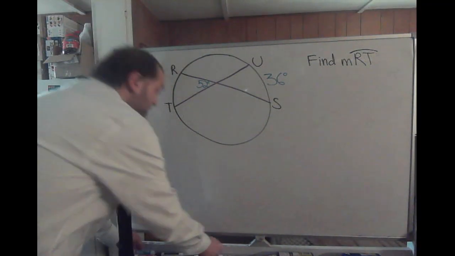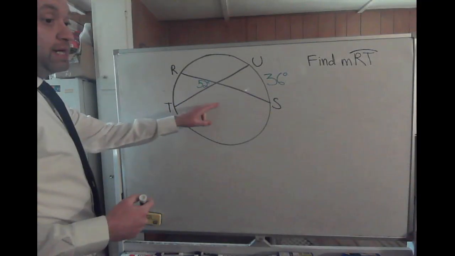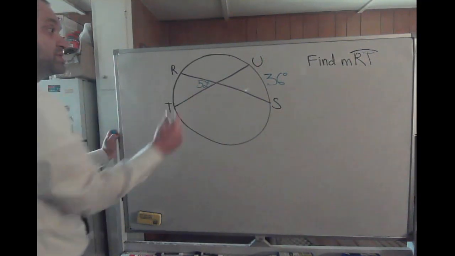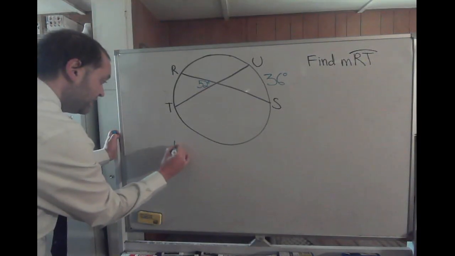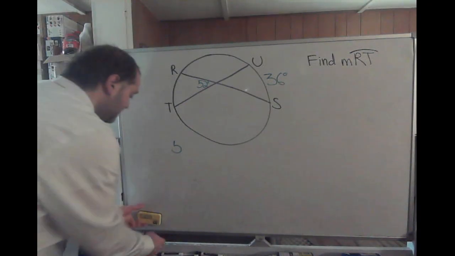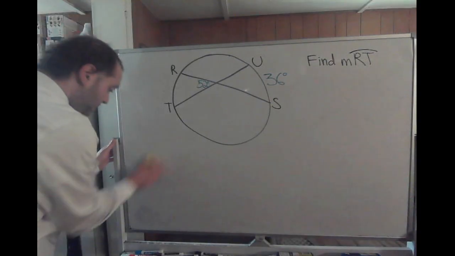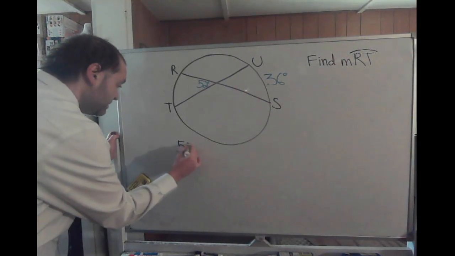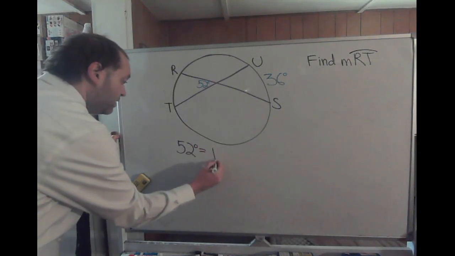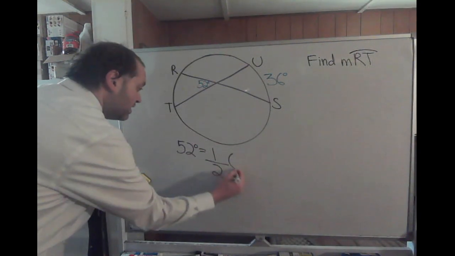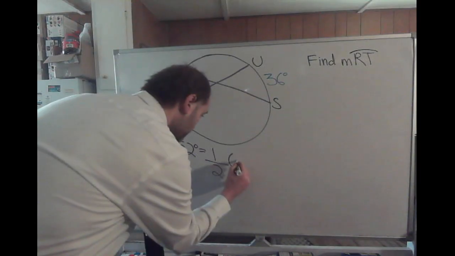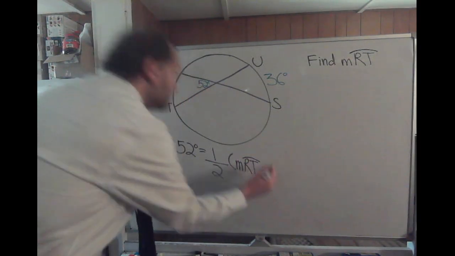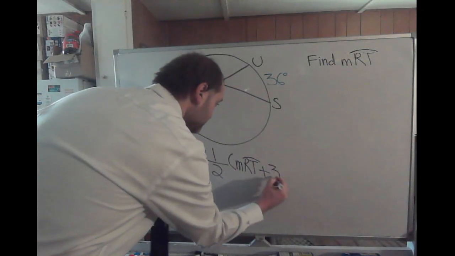So this time, once again, we have the measure of the angle formed by the two intersecting chords. That, of course, is equal to 1/2 of the two intercepted arcs. So take your 52 degrees. I want to write in a different color so you can see it a little bit better. There we go. So take your 52 degrees. You will set that equal to 1/2 of the measure of arc RT, since we don't know that yet, plus the measure of arc US, which is 36 degrees.